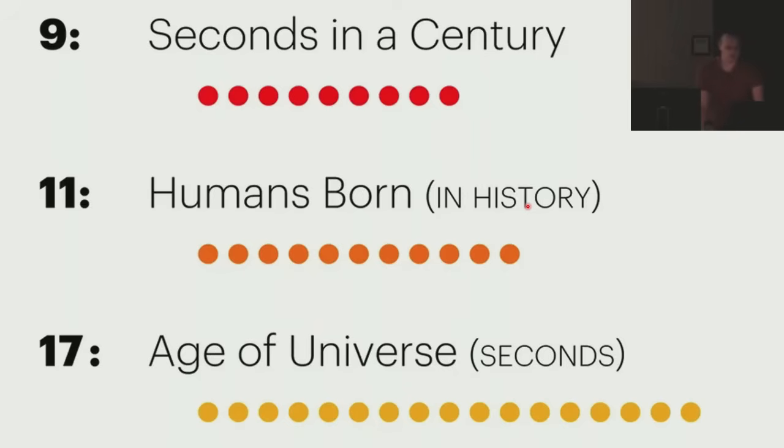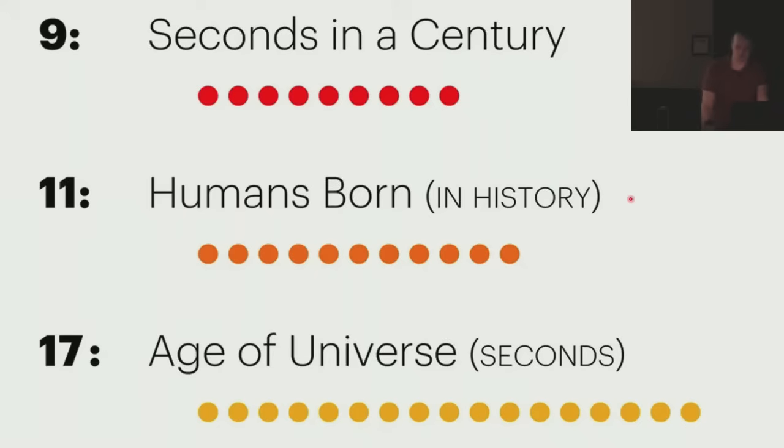Okay, 10 to the 9. This is the number of seconds in a century. So that's 10 to the 9. I'm drawing 9 dots here. This is the number of humans born in history, right? 10 to the 11. Here's how crazy exponentials are. Going from 9, the number of seconds in a century, to only 17, now we're talking about the age of the observable universe, right? Just by going 10 to the 17.